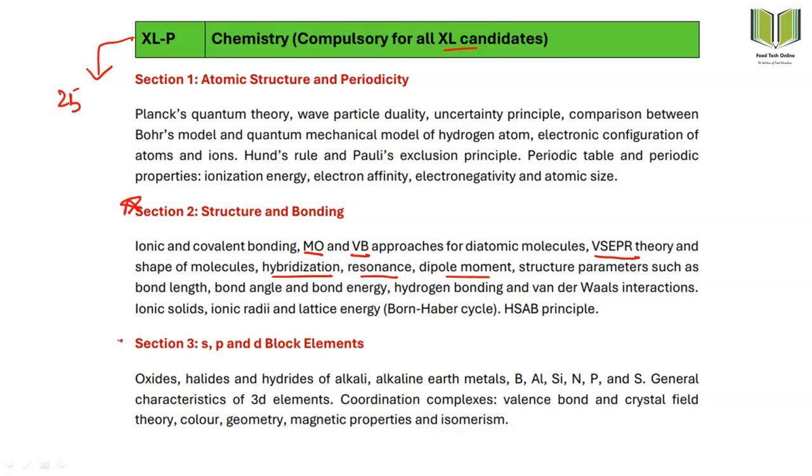After that, the main section is the s, p, d block elements. Here comes the periodic table. In this periodic table, we have distributed the elements based on how the outer shell electron of a particular atom is present, in which energy level, in which shell it is present.